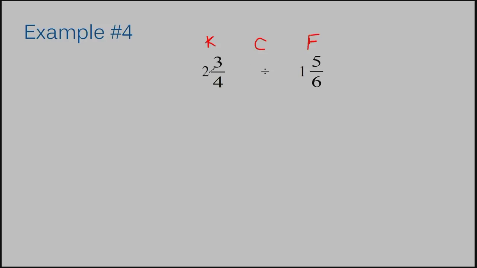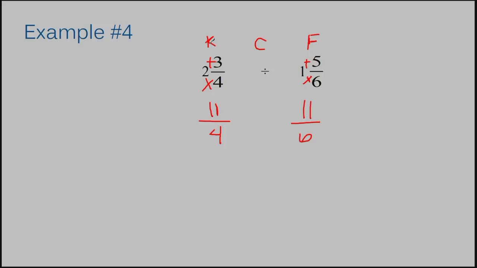Right now, I'm going to make them improper fractions just like I did with the multiplication examples. Multiply here and add here. 4 times 2 is 8. 8 plus 3 is 11. 11 is my numerator. 4 is my denominator. Over here I have 6 times 1, which gives me 6, and then 6 plus 5 gives me 11. 11 over 6.